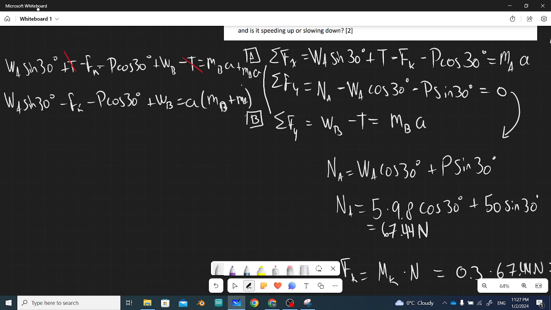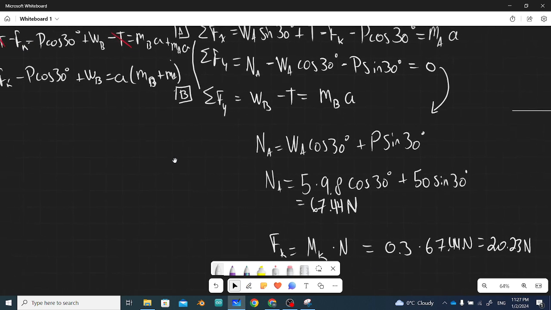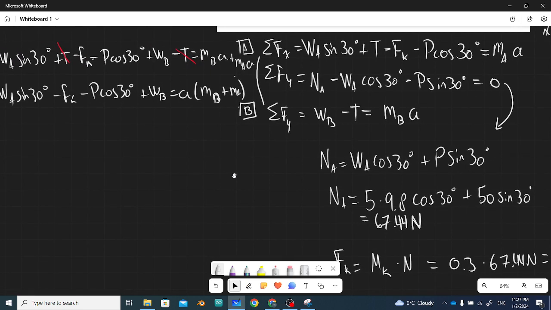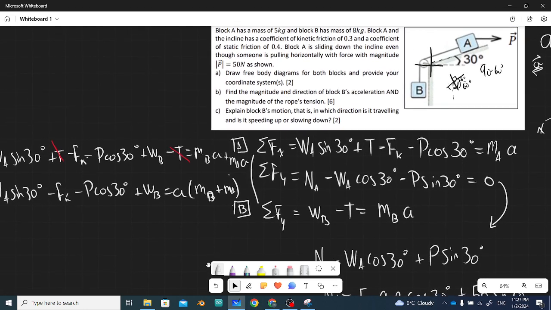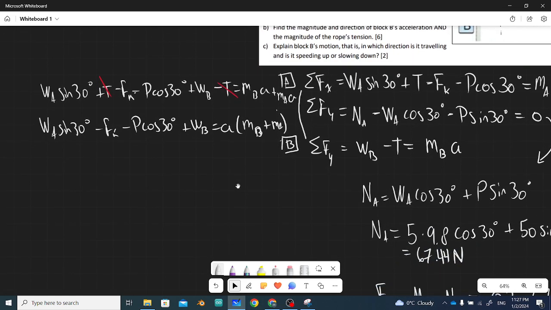All right, now let's calculate that. So weight of A sine of 30, that's 5 times 9.8 sine of 30, and then Fk is 20.23. So 20.23 minus 50 cosine of 30, and then plus weight of B. B is 8 kilos, so plus 8 times 9.8.